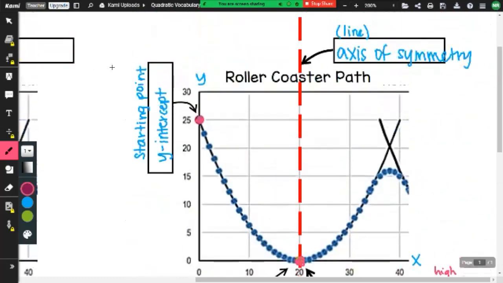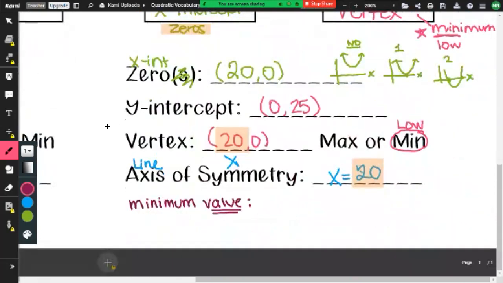Always the y-axis. We started this high and we went this low. So even though you see the number 20, how low did the roller coaster go? All the way to the number 0. It started at 25 feet, and it went down to the ground. The ground is not 20, the ground is 0. So my minimum value is 0.